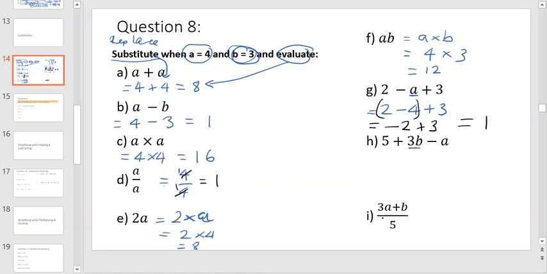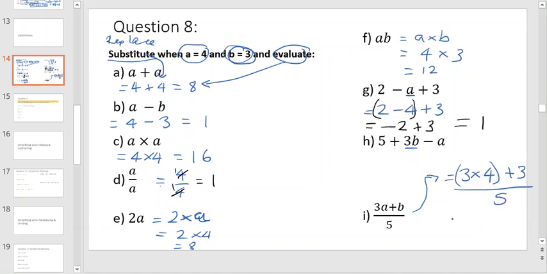Okay, I just dropped off that answer there so we have more room. So with our last one, you might notice, we've got a fraction line. So let's first substitute and then evaluate. So I've got 3 times A. So 3 times, instead of A, I'm going to write 4. And if you want to put brackets around it, you can. Just remember we do times first and then plus that B, which is 3. And it's still all over 5.